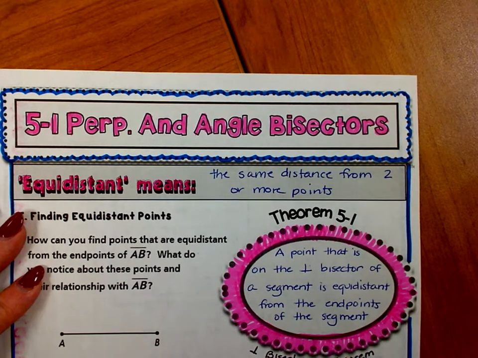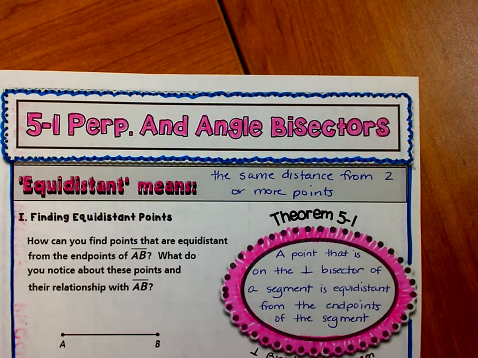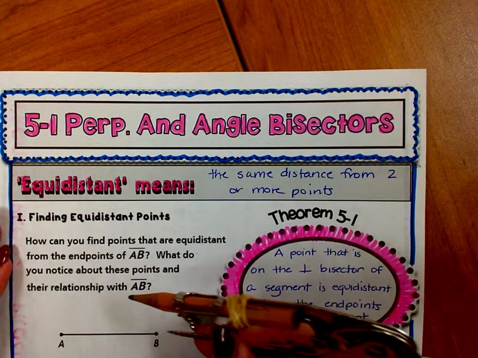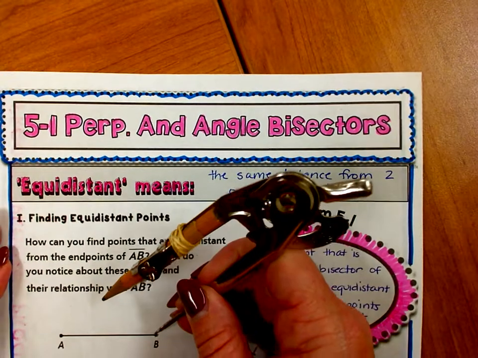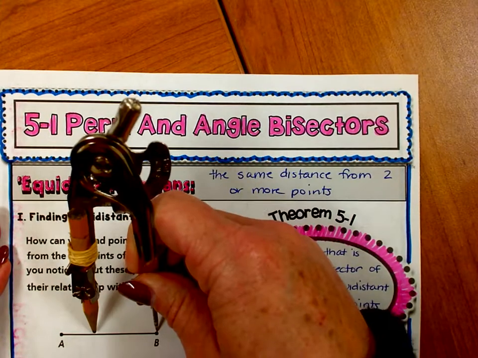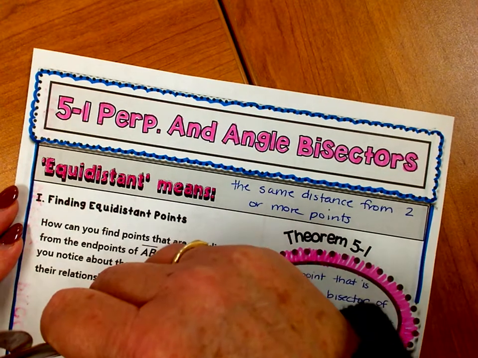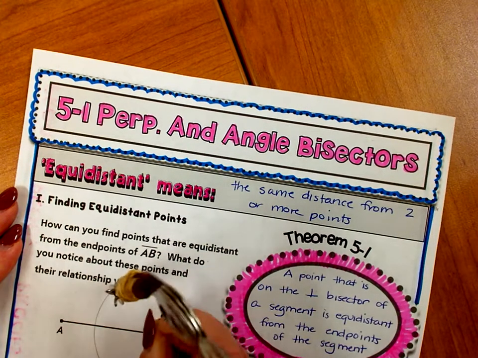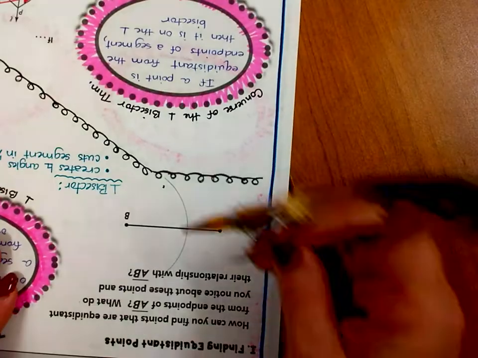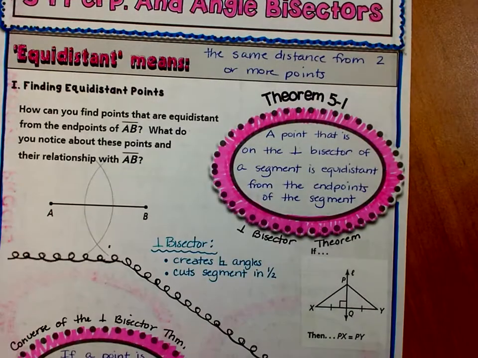Let's construct some equidistant points from A and B. A and B are the endpoints of segment AB. So if I take my compass and open it a little more than halfway, then I can put the point on point B and draw an arc. And then I'm going to do the same thing, put the point on point A and draw an arc. And I have two intersection points.